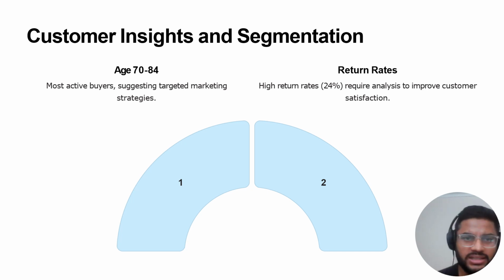So this is our customer insight and segmentation. We found out the age group between 70 to 84 were the most active buyers, and it suggested whom we should target for the strategies. Second thing, return rates. We found out there were 24% return rates, so it shows we should work on how to satisfy customers' needs so that we can reduce the return of the items.